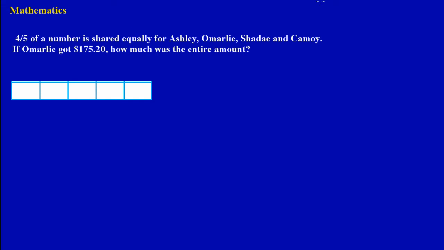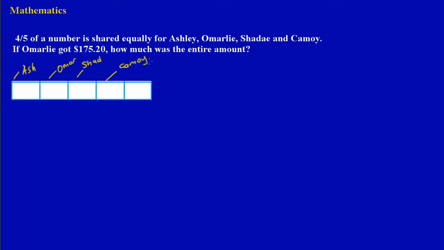Now let's say that the first part belongs to, what's the first name? Ashley. Let me put Ash for Ashley. And the second part belongs to O'Malley. Let me just write Omar for short. And let's say the third part belongs to Shade, so I'll put Shad for short. If you notice, I'm running out of space. And the fourth part would belong to Kamoy, so let me write Kamoy there.